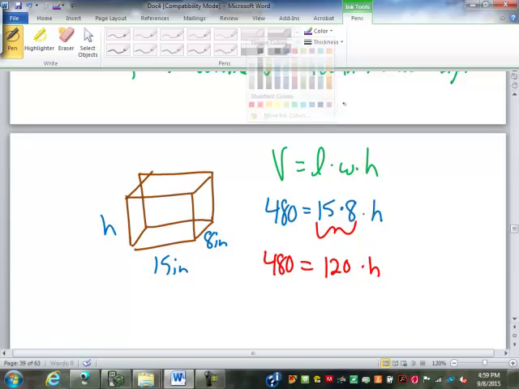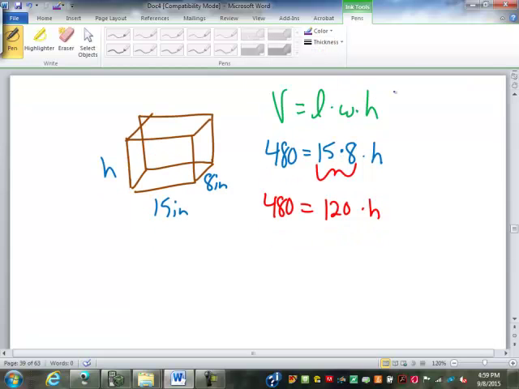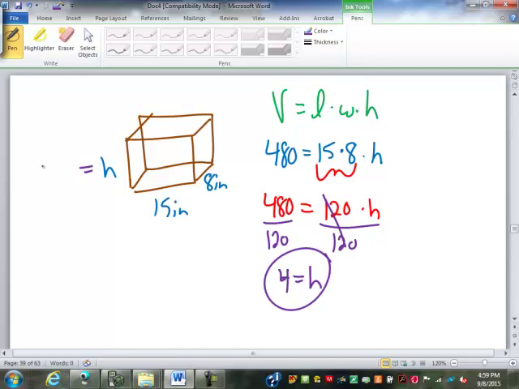Now what would I do? Divide by 120. Get H by itself. The height, H, equals 4. This is 4 inches tall.